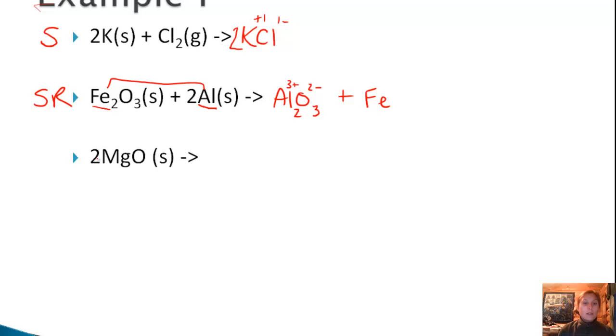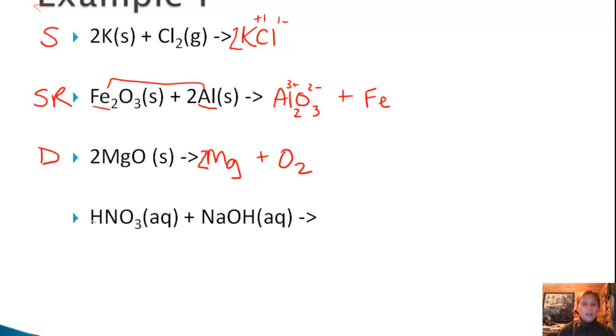Okay, so here we have just one compound by itself. So right away, I know that this is decomposition because the only thing it can do is break apart. That's it. So we have magnesium and probably oxygen gas. And then it looks like we need a 2 here to make that balanced.